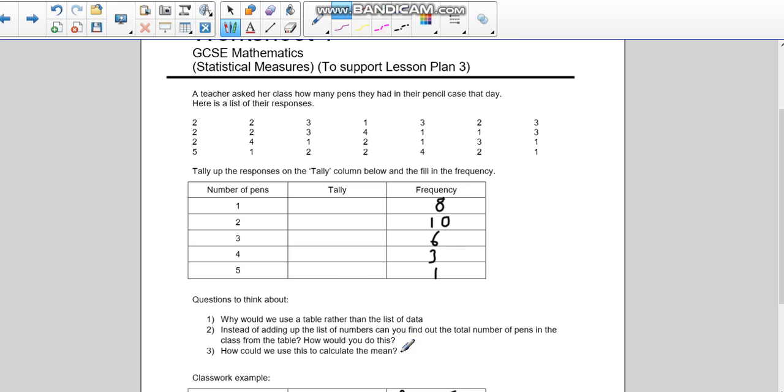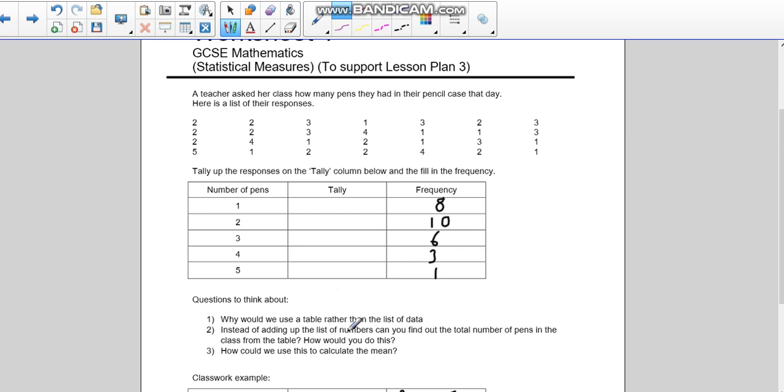Okay, so why would we use a table rather than a list of data? Because it keeps the data organised. Okay, it's ordered it for us because we know we've got all the 1s, then all the 2s, 3s, 4s and 5s, whereas here we haven't got that. And also it just is easy to see what's going on. So it's organised the data.